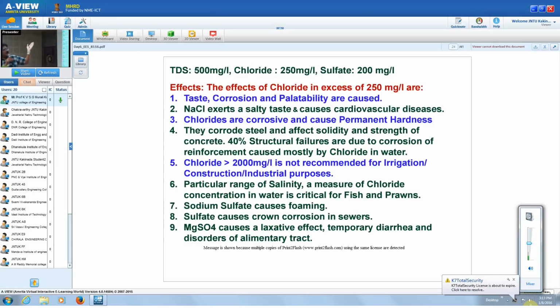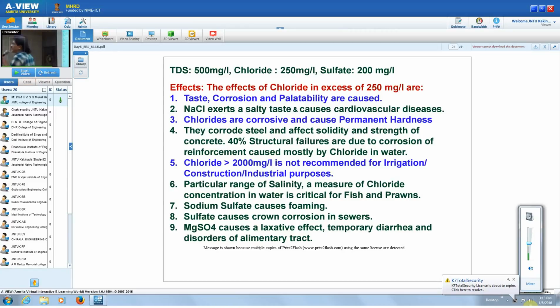What are the effects of chloride in excess of 250 mg per liter? I have written mainly for chloride, but it is applicable to salinity. If somebody asks for chloride, same answer. If somebody asks for TDS, then what happens? Don't break down. 95% of the answer is same.